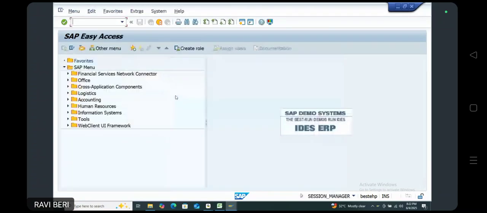Sir, in the demo class you said the current version is enhancement package 8, right? But here we are using 7. What is the issue? No issue. You can use 6, 7, 8. There is no difference from the SD point of view, practice wise. You can use 6, 7, 8, no issue. There is no difference from a practice point of view.